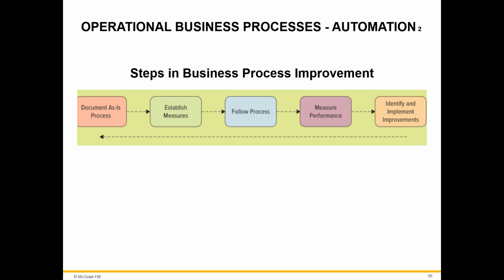This picture shows the necessary steps for business process improvement. Organizations first need to document the current state through as-is diagram and then define measures, follow the process, measure performance, and finally identify improvement opportunities based on the collected documents. Companies can take advantage of new technologies to improve the efficiency of their processes. For example, Walmart and other grocery stores use barcode readers and self-checkout to speed up the purchase process for customers.